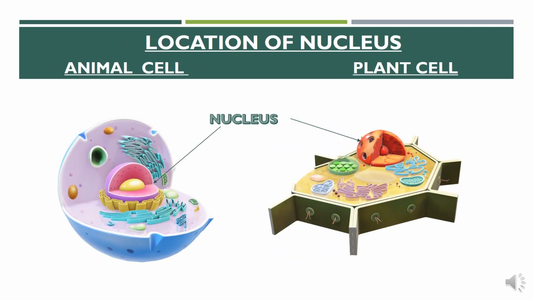Next is the location of the nucleus in animal and plant cells. As we have seen in the human cheek cell and plant cell, in all animal cells the nucleus is always present at the center, as you can see here in this diagram. And in plant cells, because of the presence of large vacuoles, the nucleus is always pushed towards the side. So this is the location of the nucleus in plant and animal cells.